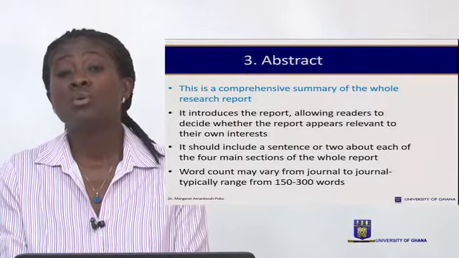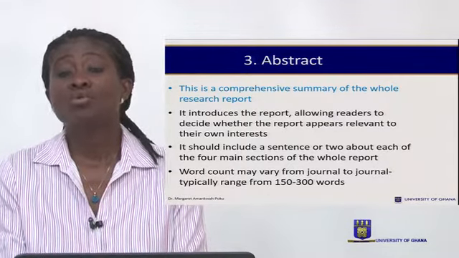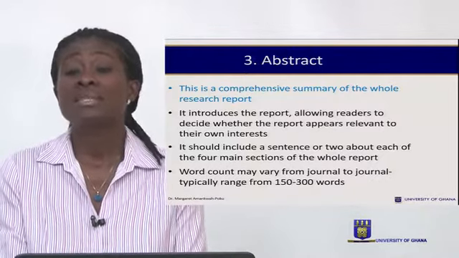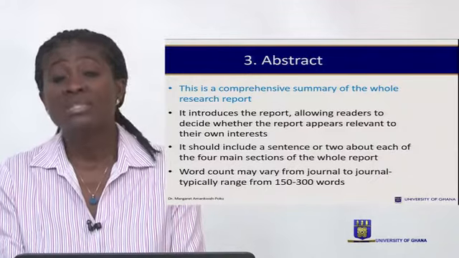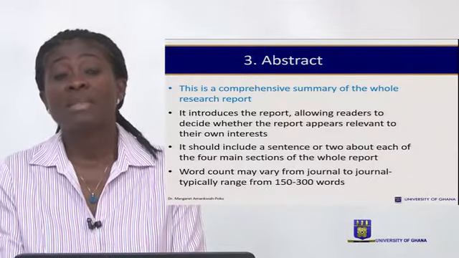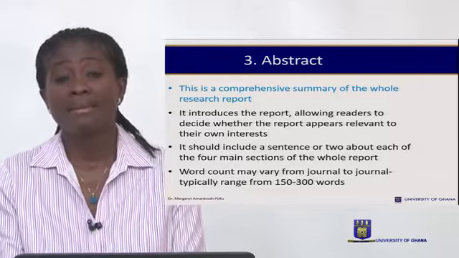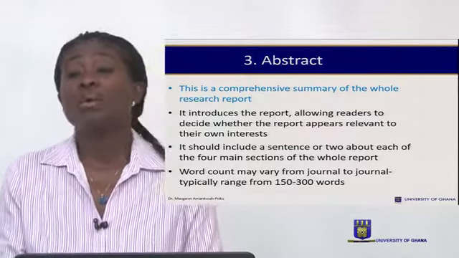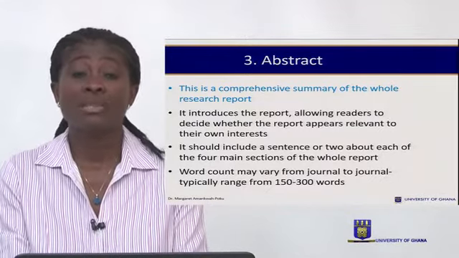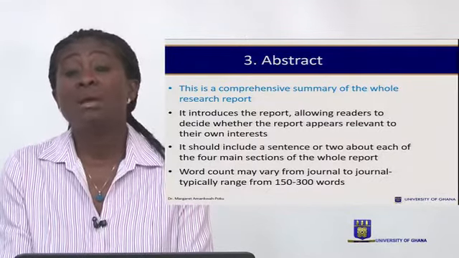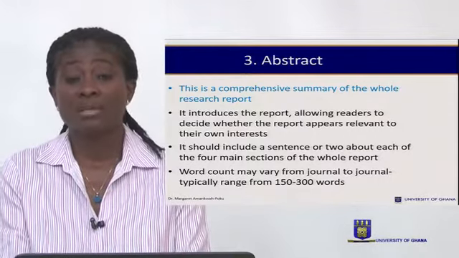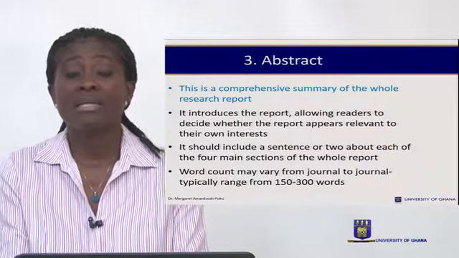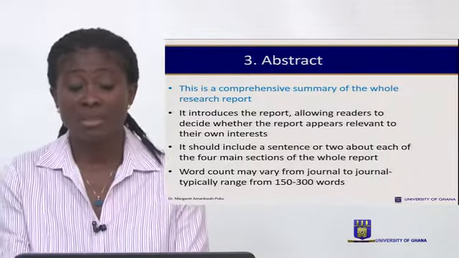And so it should include a sentence or two of each of the main sections of the report. It should have a sentence from the introduction, a sentence from the method section, the results, and the discussion section. And again, depending on the journal that you want to publish your report in, that will determine the word count for your abstract. Usually it ranges between 150 words and 300 words, depending on the journal you want to publish in.